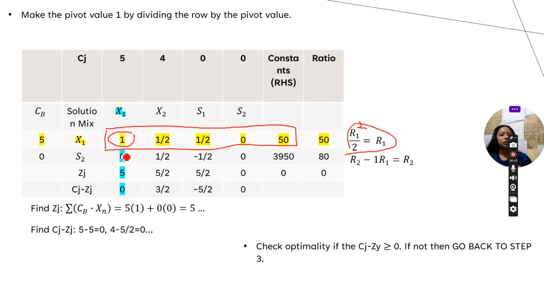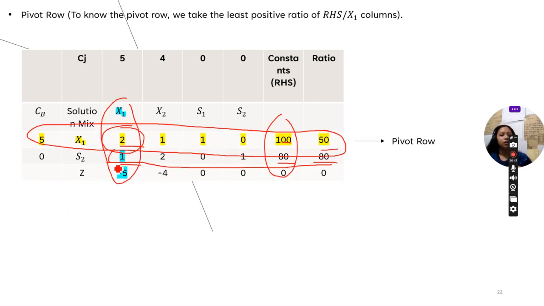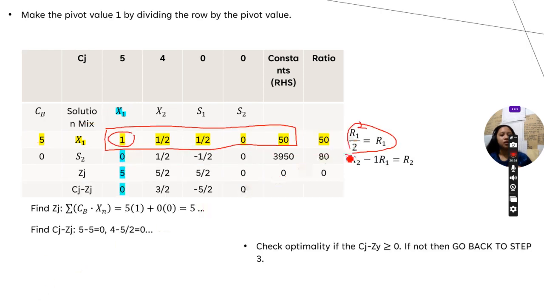And in row 2, we should make this 0. To make a 0, we should subtract it by 1 times the pivot row. This is the formula. And let's apply that formula to here. Then we get 0, 1 half, negative 1 half, 0, and 30.